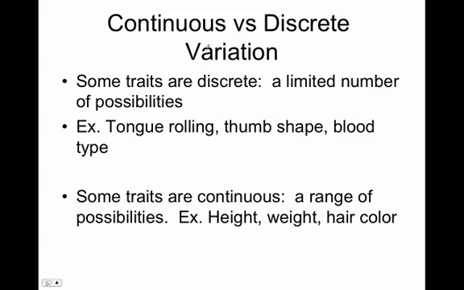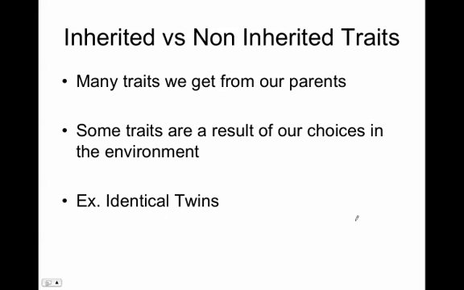Let's talk more about traits. Some traits are discrete. That means there's a limited possibility. Being able to roll your tongue, your thumb shape, our blood type, our earlobes, these are discrete traits. However, some are continuous, which means there's a whole range of possibilities. Your height, your weight, your hair color.